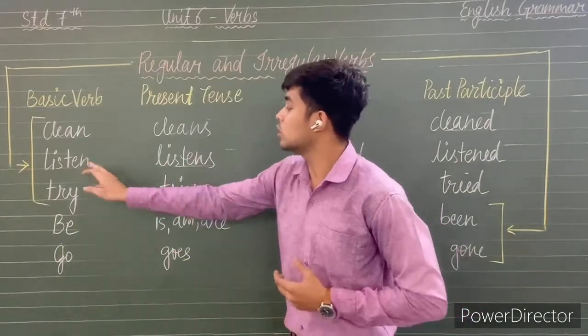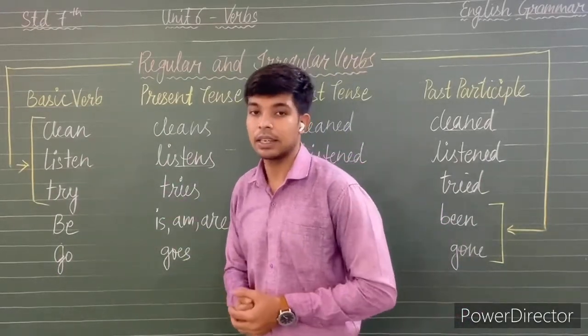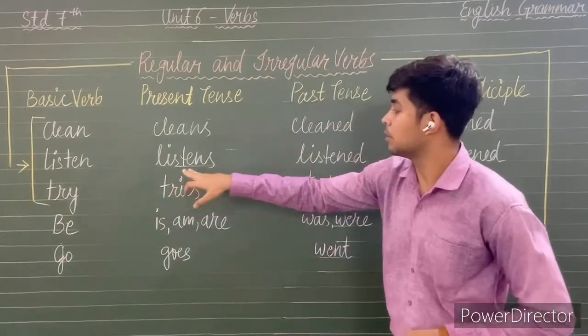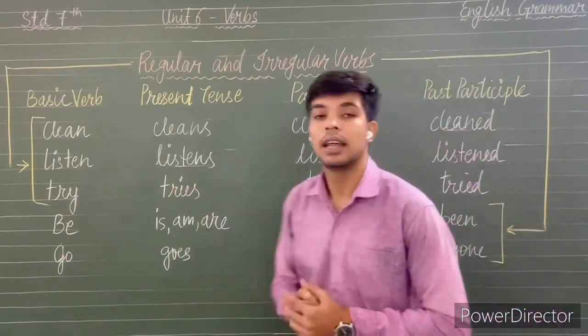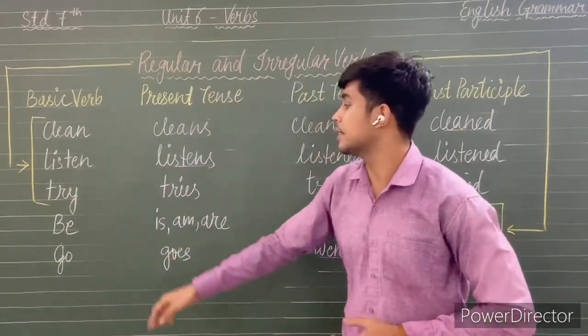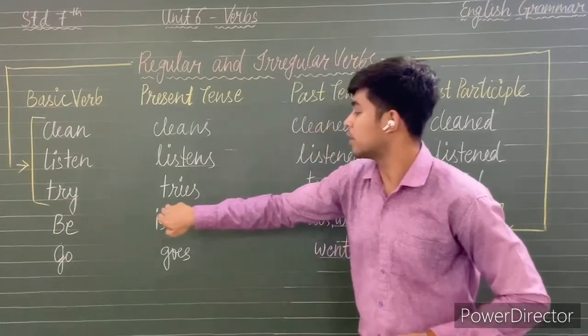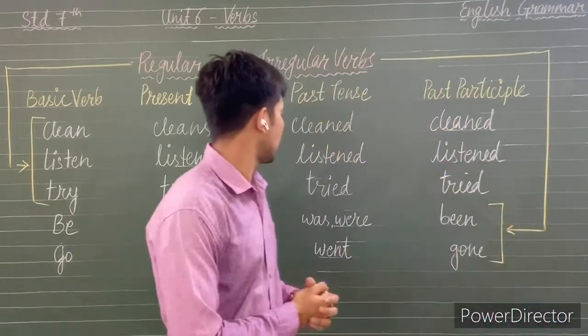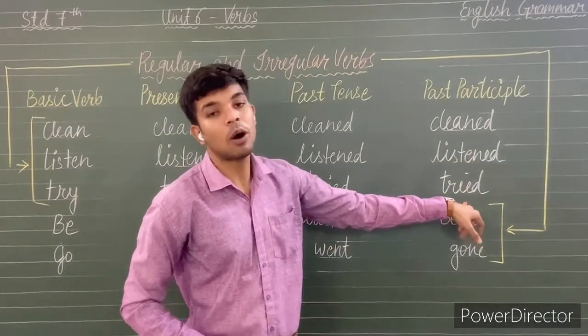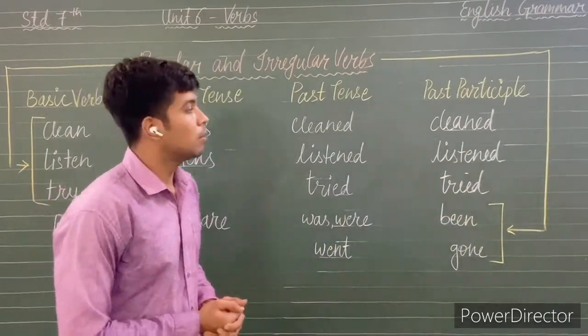Now, if we look at this example, listen, it is also doing the same thing. Listen becomes listens, then listened and listened. Same as in this, try becomes tries, then after try, and again in past participle form, it is tried.